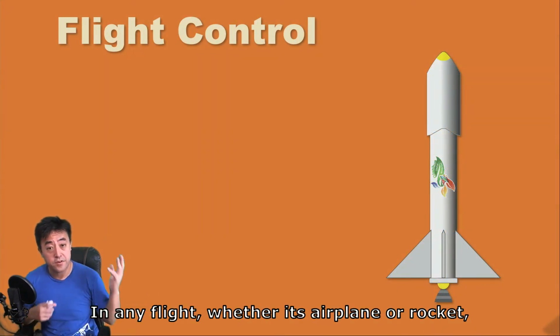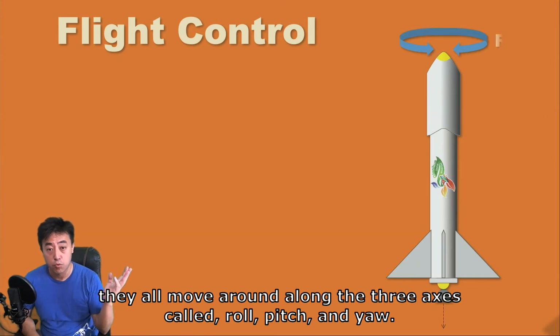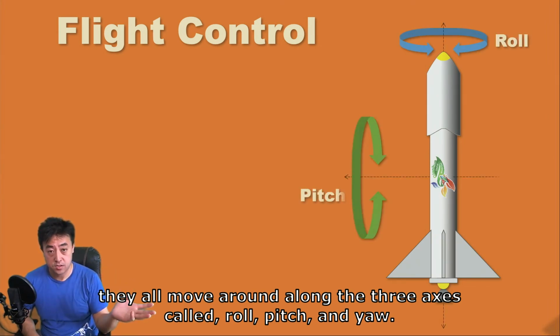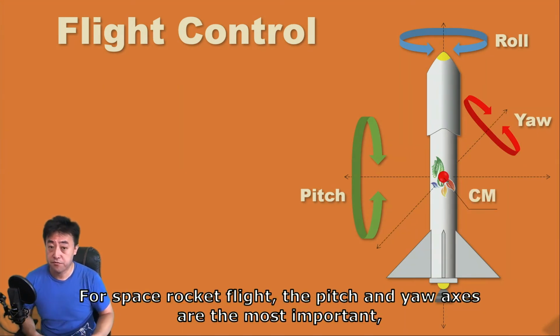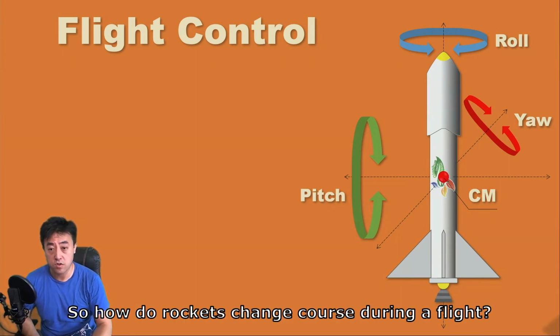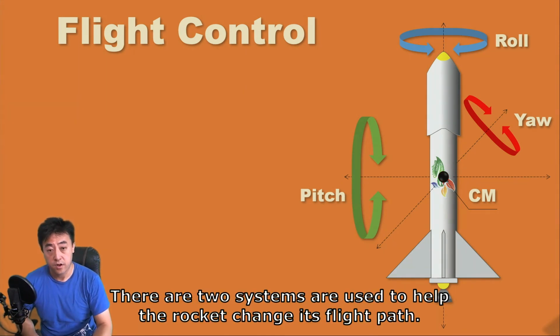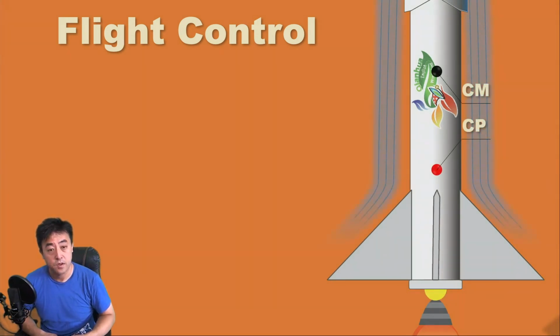In any flight, whether it's an airplane or a rocket, they all move around along three axes called roll, pitch, and yaw. For space rocket flight, the pitch and yaw axes are the most important because any changes in those two will set the rocket off its course. So how do rockets change course during a flight? There are two systems used to help the rocket change its flight path.